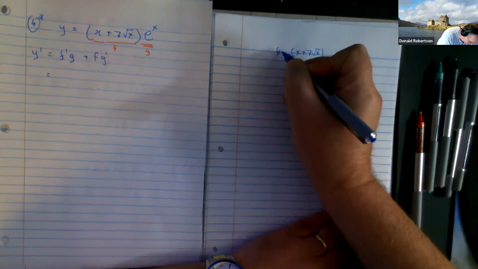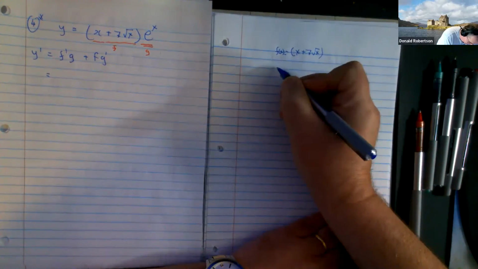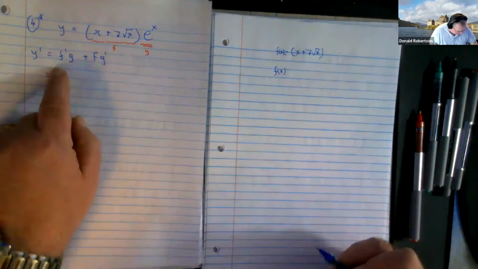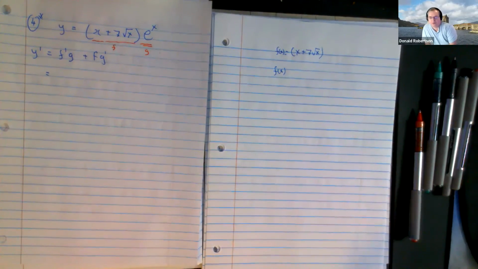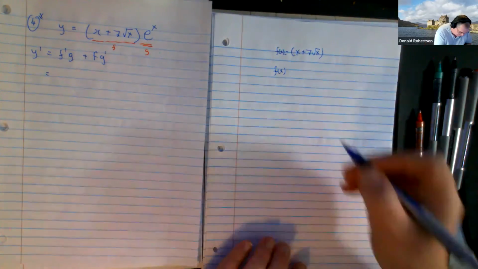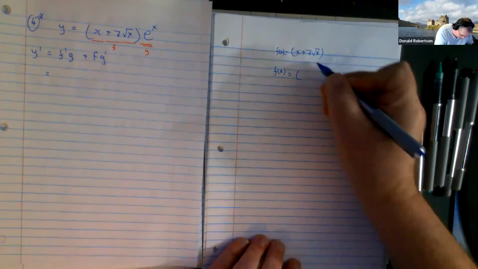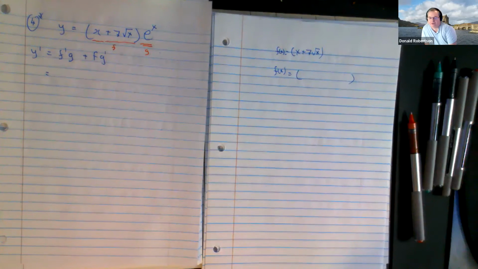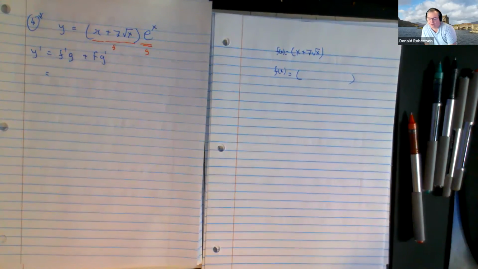Right, that's the guy I'm calling f of x. I need to be able to differentiate this guy, right? Because it has to go here. How do I rewrite this so that I can differentiate it? Because right now, x plus 7 square root of x isn't really cutting it for me.